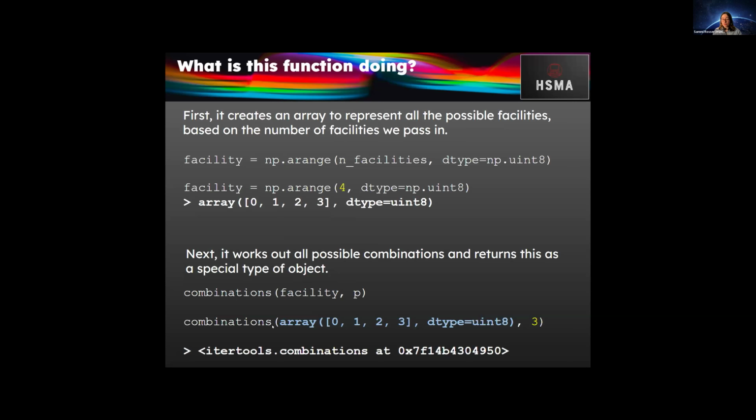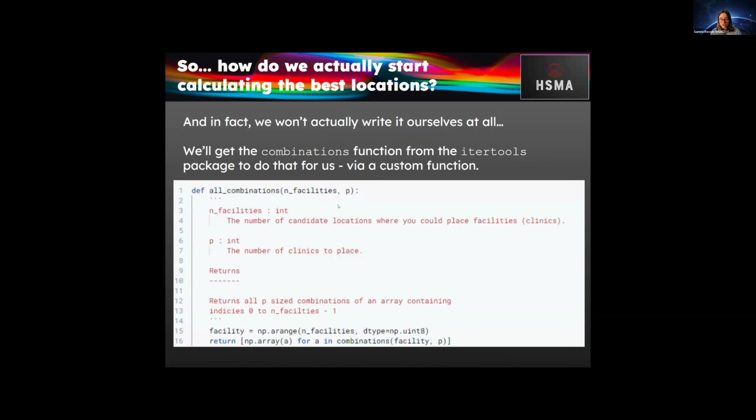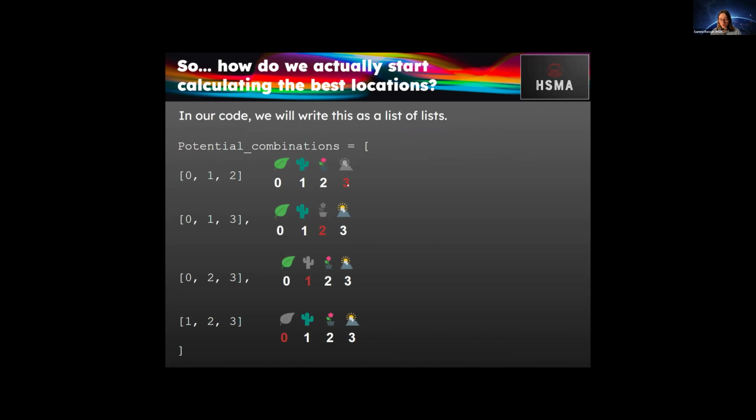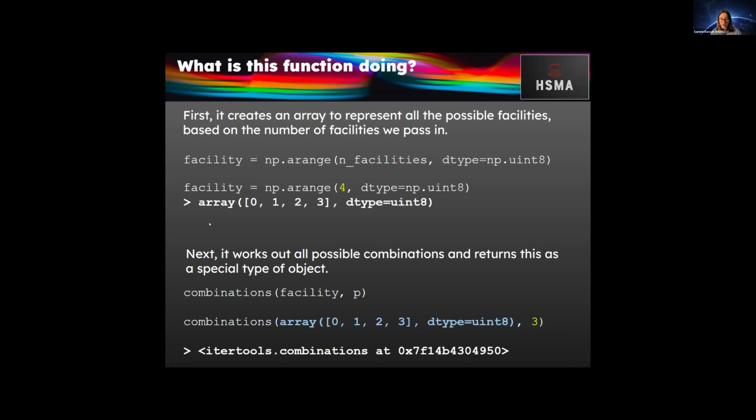How is it doing this? Well, first it's creating that array to represent all of the possible facilities based on the number of facilities that we pass in. So it uses NumPy to do this behind the scenes. np.arange is NumPy array range. We are creating an array with the numbers, basically the number of facilities that we're passing in. So if we had 4 hypothetical facilities, then we need an array with 0, 1, 2, 3, just like we had a minute ago. 0, 1, 2, 3 were our clinics. So now NumPy has created this list for us as an array.